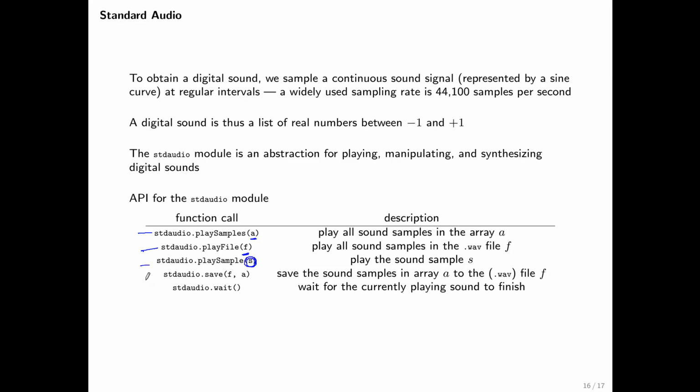And then if you have an array of samples, A, you can save it in a file F in wave format using this function, .save. And then finally, you can wait for the currently playing sound to finish by making a call to the wait function, right? So, you use this function to basically flush the audio out before your program terminates, right? So these are the functions that the Std audio module supports.